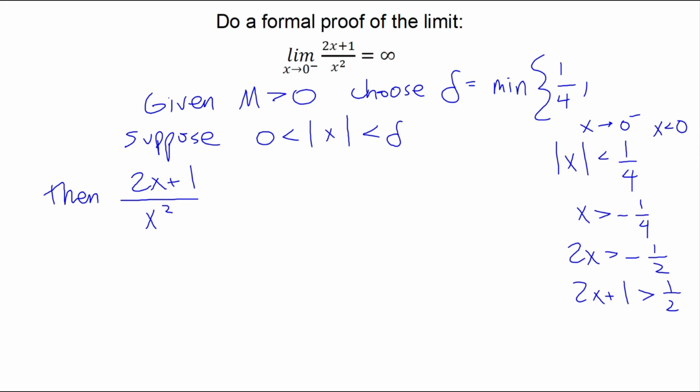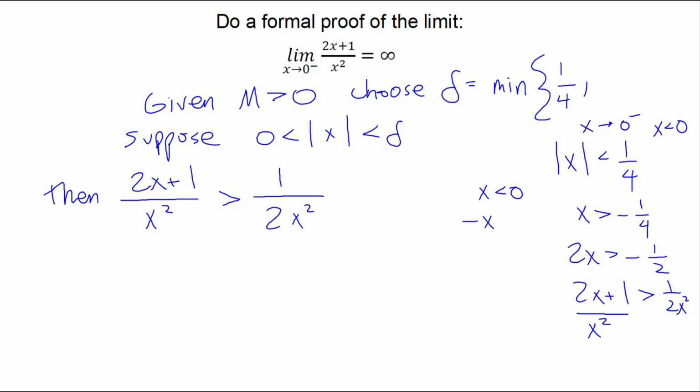And so if 2x plus 1 is greater than 1/2, I can just divide both of these sides here by something that is positive, namely x squared. And so I can divide the 2x plus 1 by x squared and the 1/2 by x squared, giving me 2x plus 1 over x squared is greater than 1 over 2x squared. And so once I have that, now everything is all in terms of just x, and I should be able to rewrite that a little bit further by noting again that since x is less than 0, then our absolute value of x is actually -x.